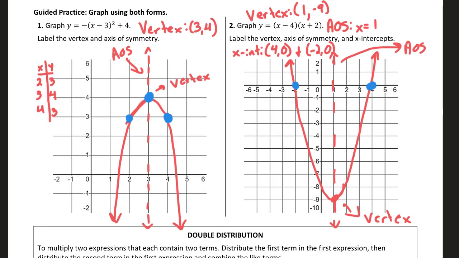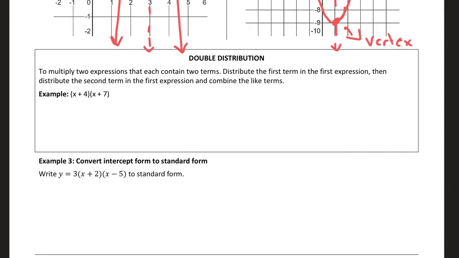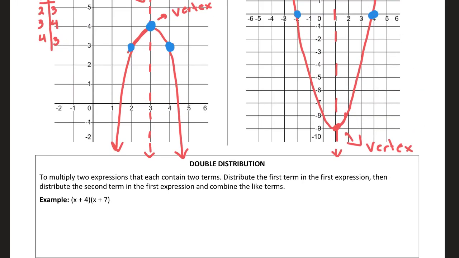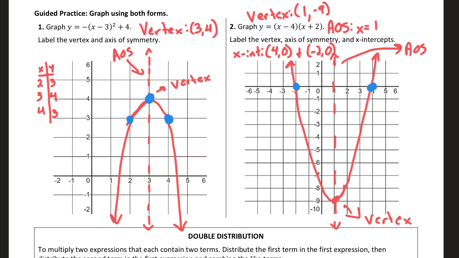So I'm going to try to give you some practice just on this right now, and then have you move forward, and then practice this double distribution after you practice some graphing. Now, it's hard to practice that graphing without a pencil and paper copy. If you have a chance to print that off, that's great.